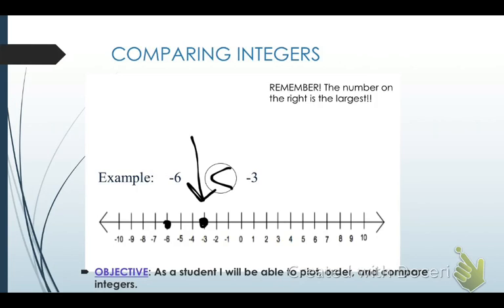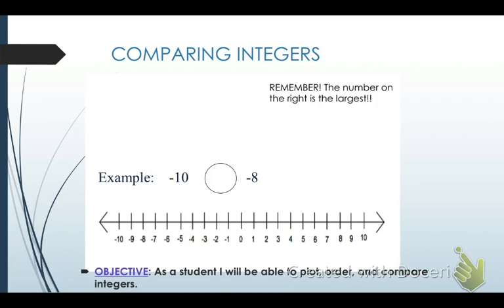We have to remember, when we thought about money, you're going to have more money if you only owe me $3 instead of owing me 6. You're going to get to keep more of your money, and that's really important, so -3 is a bigger number than -6. Remember, numbers get bigger as they go from left to right. They get smaller the farther to the left that they go. Moving on. Example number 3.